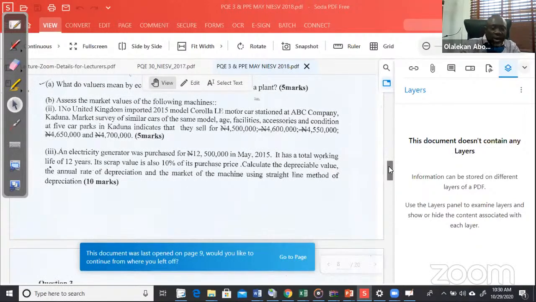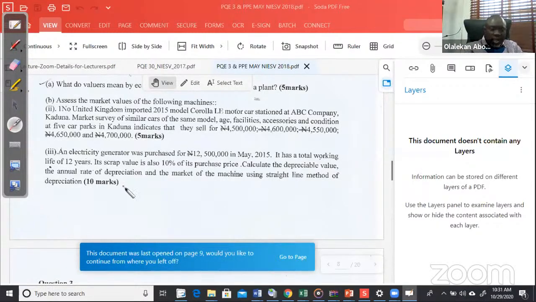Okay. This is another question you can work with. If I go further on my slide, please everybody do this calculation. An electricity generator was purchased for 12.5 million in May 2015. You see the question here. Noble colleagues, I want you to answer this question as a worked example now, and it's 10 marks. Very simple question. This question should not take you more than maximum about 5 minutes, and you have your 10 marks.